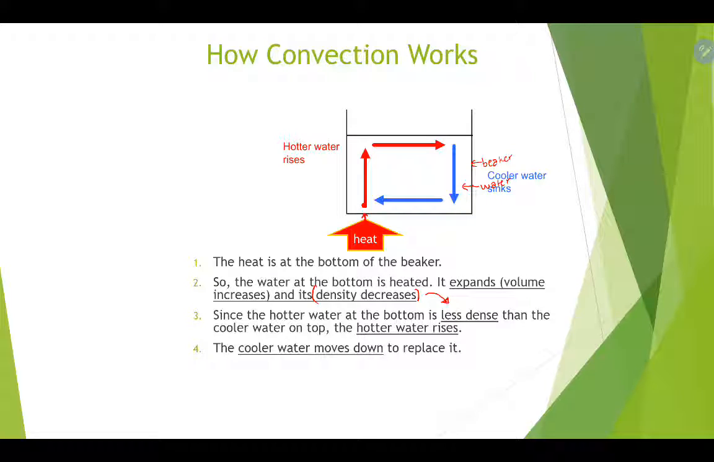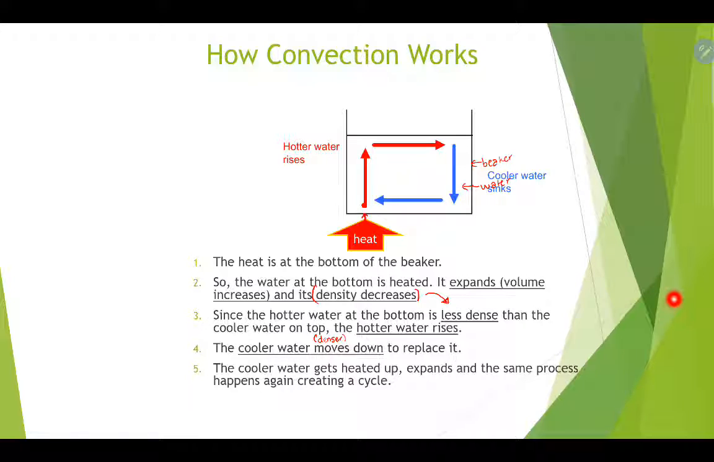The cooler water, so the cold water that's really far away from the heat, is cold, right? Still cold. It moves down because this is denser. Okay, so in a way it's denser, so it moves down. The one that is less dense, because the density decreased, it moves up. So the cooler water gets heated up, expands, and the same process happens again, creating a cycle. So this is how convection works.